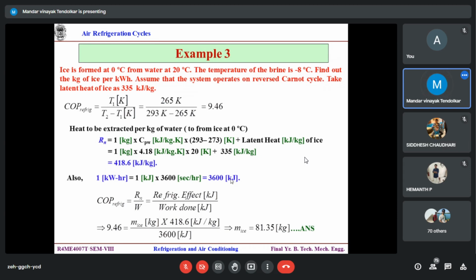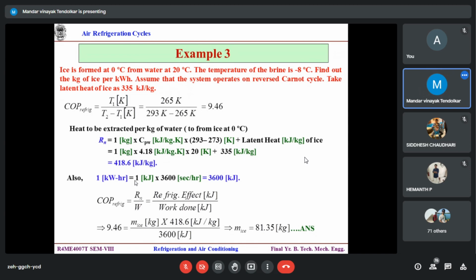This much. And what is that equal to? COP, which I found out by knowing the temperatures. So there will always be a comparison of the COP for the Carnot cycle, once in terms of temperatures and the other in terms of this basic definition, refrigeration effect and compressor work. You have to equate and find out the missing one.